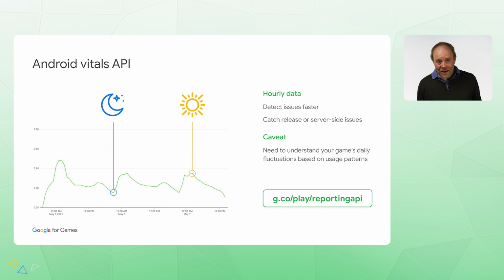And if you have a game large enough to have meaningful hourly rates, you can start accessing them via the API in the next few weeks. We will let you know with a message on the Vitals overview page when Hourly Vitals is available to you.